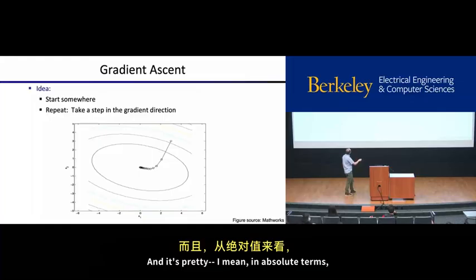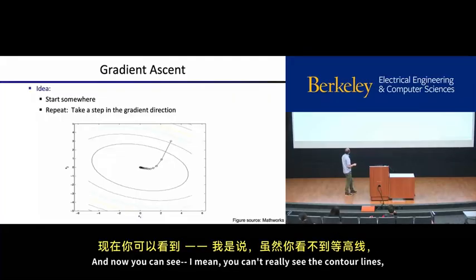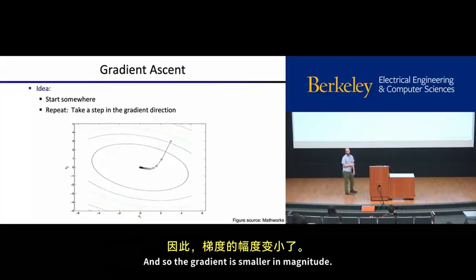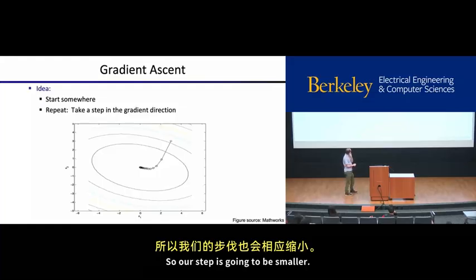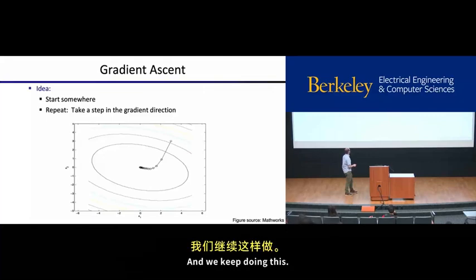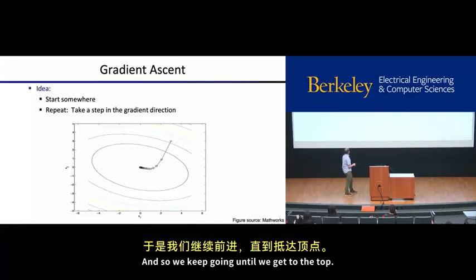In absolute terms, the gradient is pretty big, so we take a pretty big step. And now you can't really see the contour lines, but you can imagine that it's kind of leveling off. So the gradient is smaller in magnitude, so our step's going to be smaller, and it's also started turning a little in this way. And we keep doing this. Now we get to here. The steepest direction is really mostly that way, and so we keep going until we get to the top.